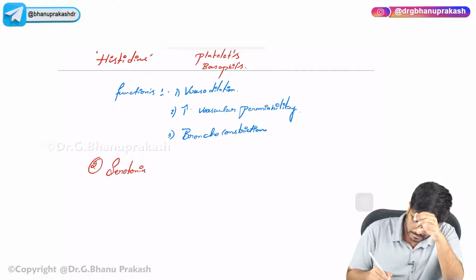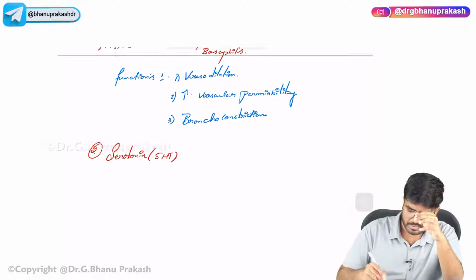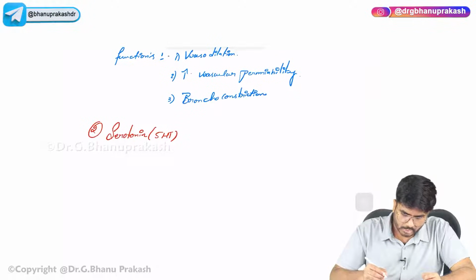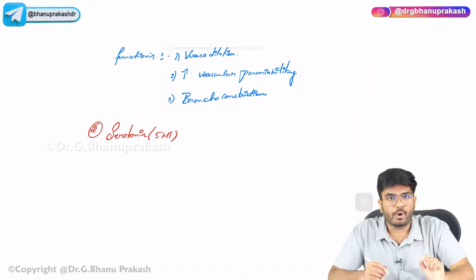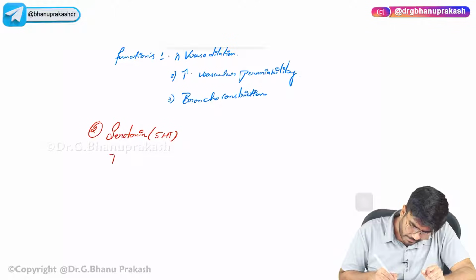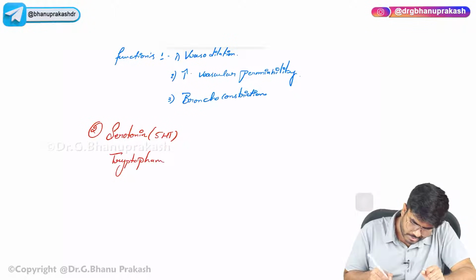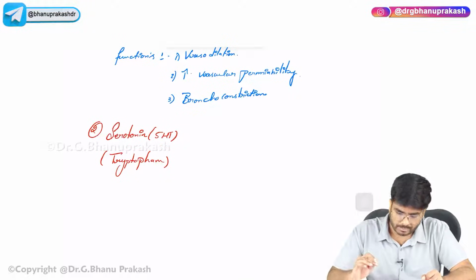Serotonin, which is also called 5-hydroxytryptamine. This serotonin is also preformed. It is derived from which amino acid? It is derived from tryptophan. Again, biochemistry: histamine is derived from histidine, serotonin is derived from tryptophan.